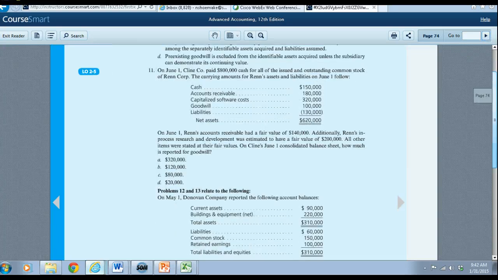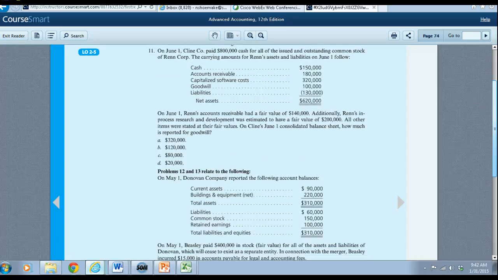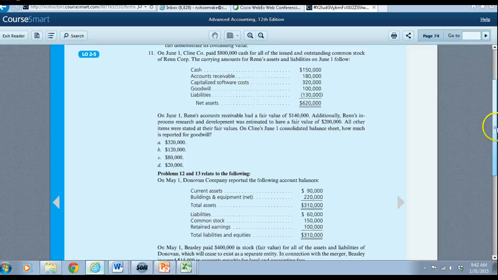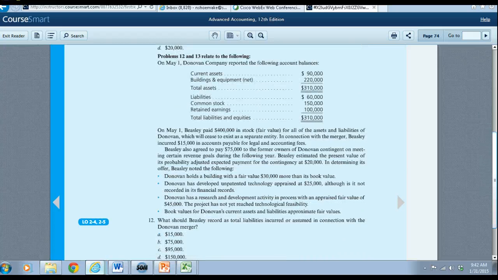In this scenario, Nancy, when you say contingent liability, is that typically the known debt of the company? No, in this scenario, as you see here, Beasley agreed to pay $75,000 to the former owners contingent on meeting certain revenue goals. So basically, it's a fee to keep those owners engaged in the business. Got it. That makes sense. They're saying they'll pay him 75, but Beasley then estimates that they're only going to get 20. Yes, only 20,000.